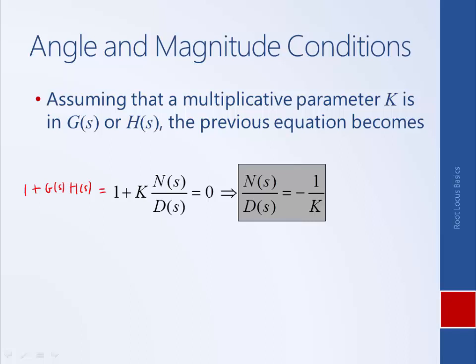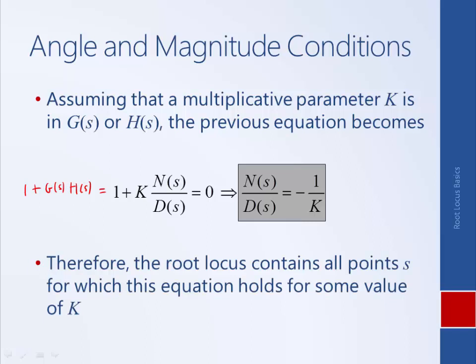Even if we had a situation where we wanted to examine how the system changes with a parameter that doesn't multiply the open loop transfer function, we could still rearrange this equation into this form. In that case, N and D aren't necessarily the numerator and denominator of the open loop transfer function, but we can still use this sort of procedure that we're going to generate. And so what this equation means is all of the points in the complex plane that are on our root locus must satisfy this equation for some value of k.